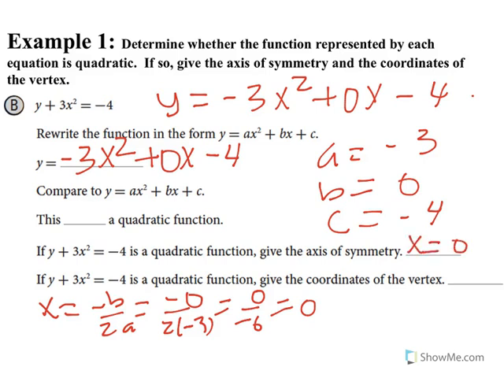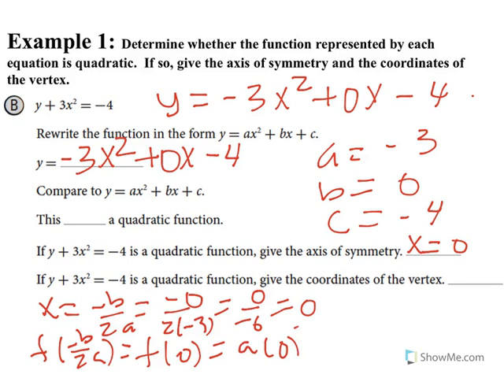And since y plus 3x squared equals negative 4 is a quadratic function, give the coordinates of the vertex. So we see f of negative b over 2a, but b over 2a is 0. So this is f of 0, which means we go back and write our function: negative 3 times 0 squared plus 0 times 0 minus 4, so it's going to be negative 4. So the vertex is going to be (0, negative 4), right?